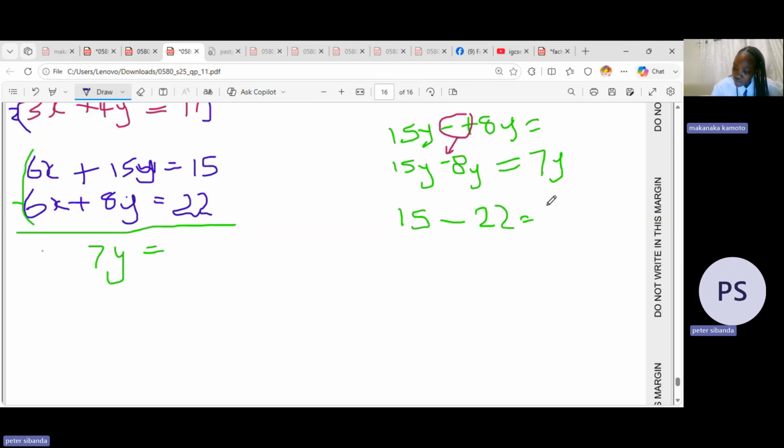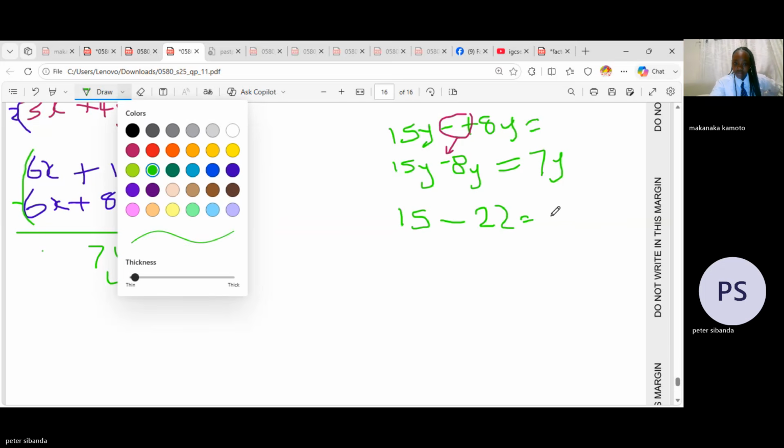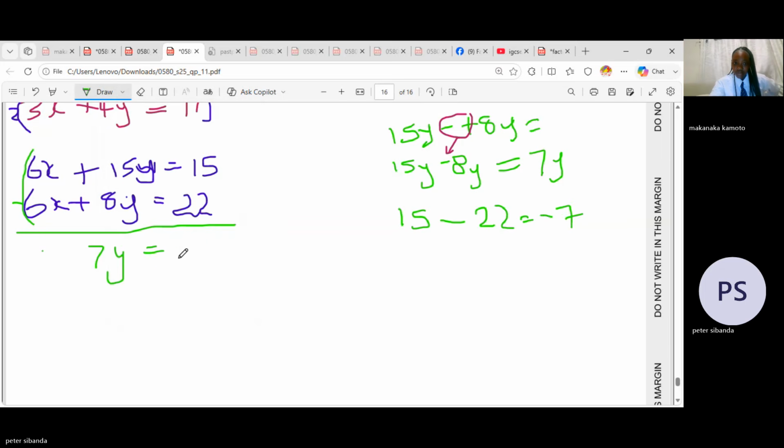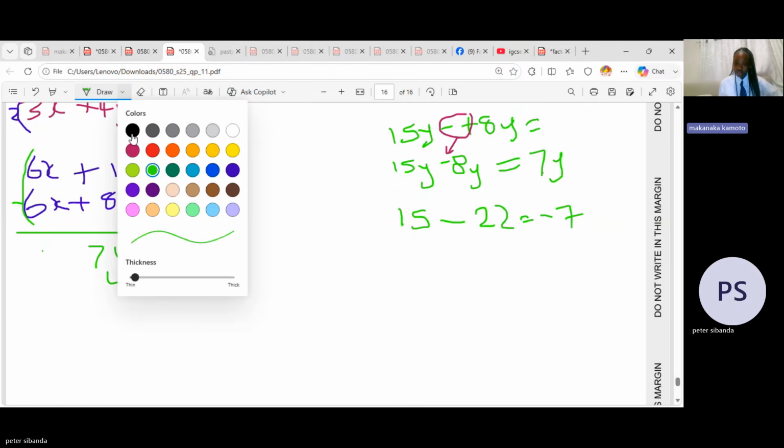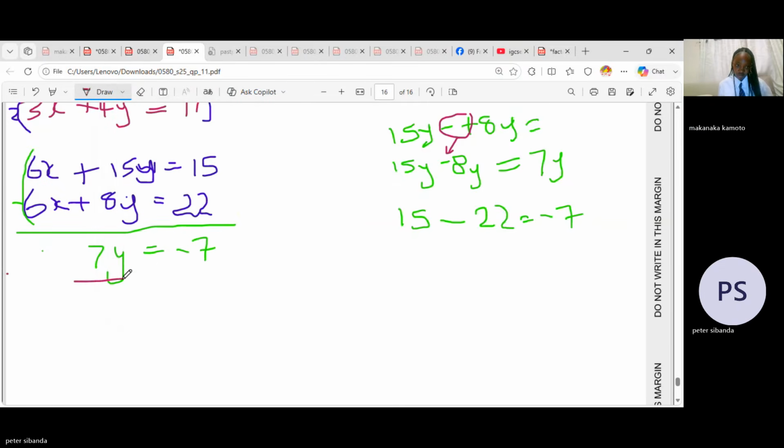Okay, so we are back here. 15 minus 22 becomes negative 7. So we're now dividing both sides by 7. So y equals -1.